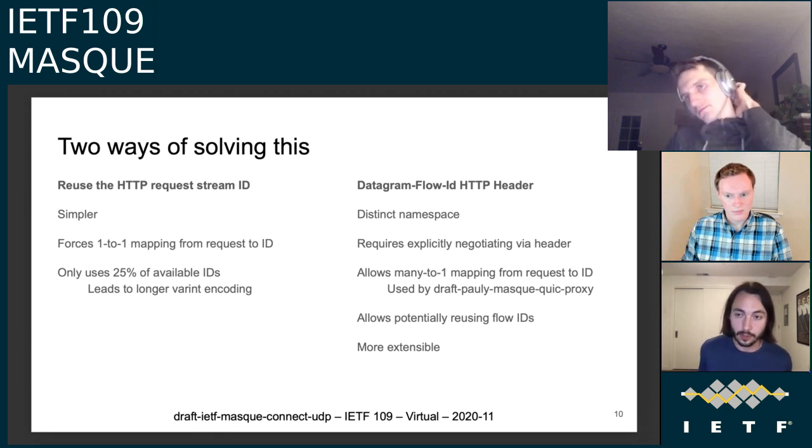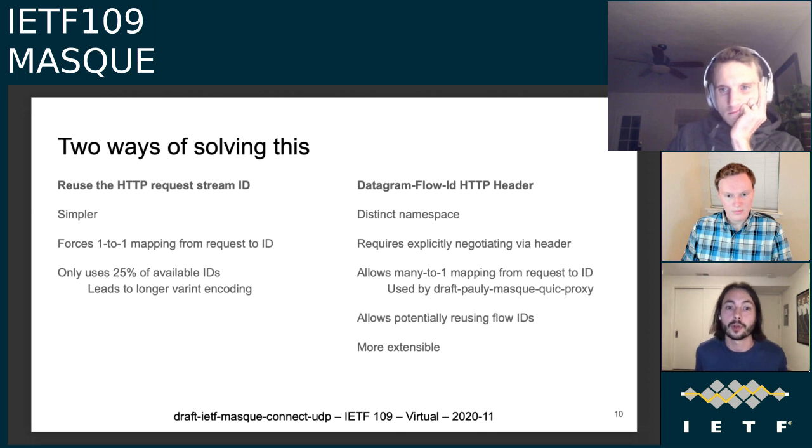And it also allows reusing flow IDs. Let's say if you have low numbers and that connect UDP request has been closed and shut down, that flow ID is no longer used. And if you received a new packet based on the QUIC packet number, you can actually tell if it's new or something old. So you could, in theory, reuse them. I don't know if we want that kind of complexity, but it's a nice benefit.